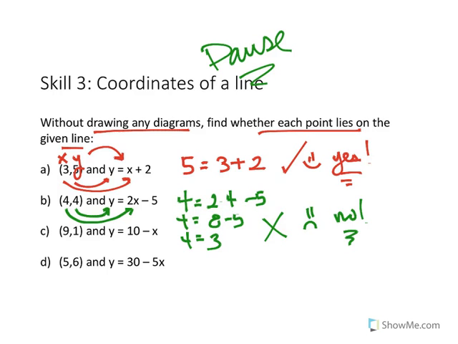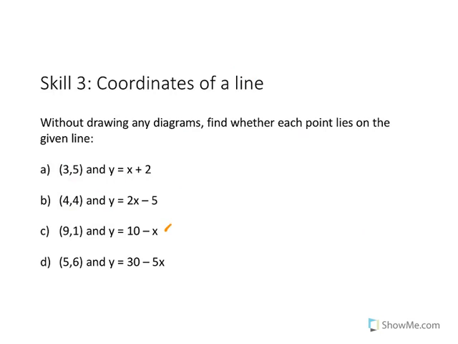All right, let's see if this works. 9 for x, 1 for y. 1 equals 10 minus 9. True or false? This is true. So yes, this coordinate is on the line.